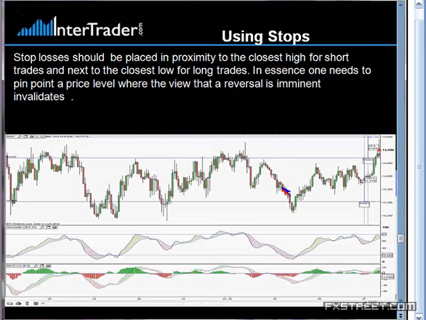Okay, so using stops. So stops, again, should be placed in proximity to the closest high for a short trade and next to the closest low for a long trade. So in essence, one needs to pinpoint the price level where the view of the reversal is imminent. Okay. Really what that means is that we've identified the trend channel, okay? So we put our stops outside the trend channel, okay? So if we're looking for the market to break up higher, then our stops need to be below the level of support.